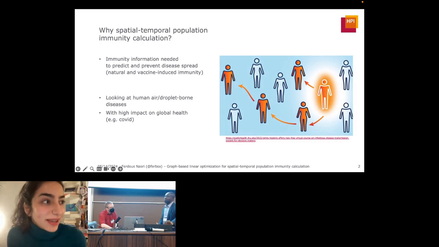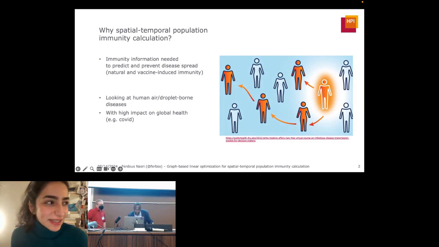All right. I'm sure after the COVID pandemic, we all know the importance of predicting the disease spread and how it can help us to find ways to prevent it.